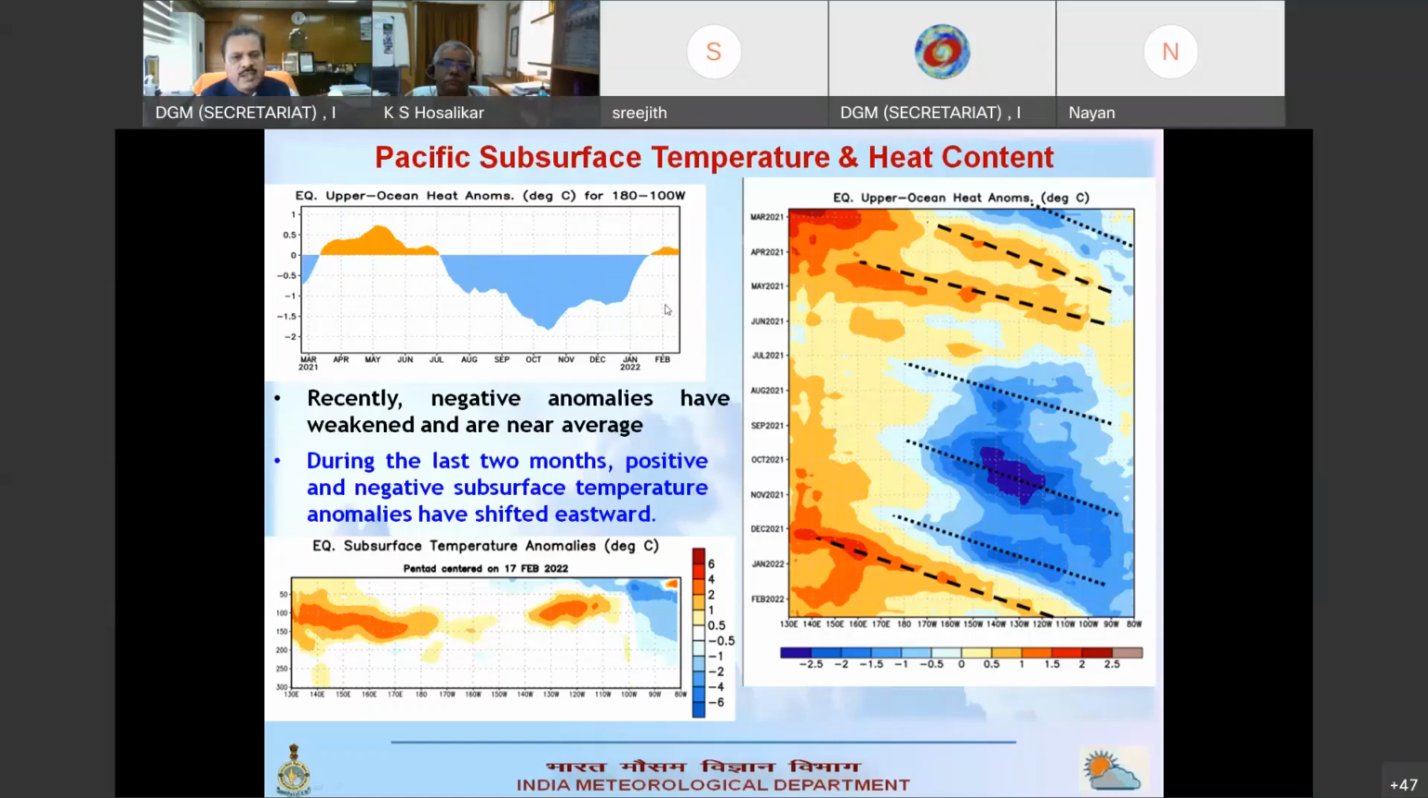So what does it indicate? That subsurface water is warming up. That means the La Nina condition which is prevailing will not sustain for a longer period.